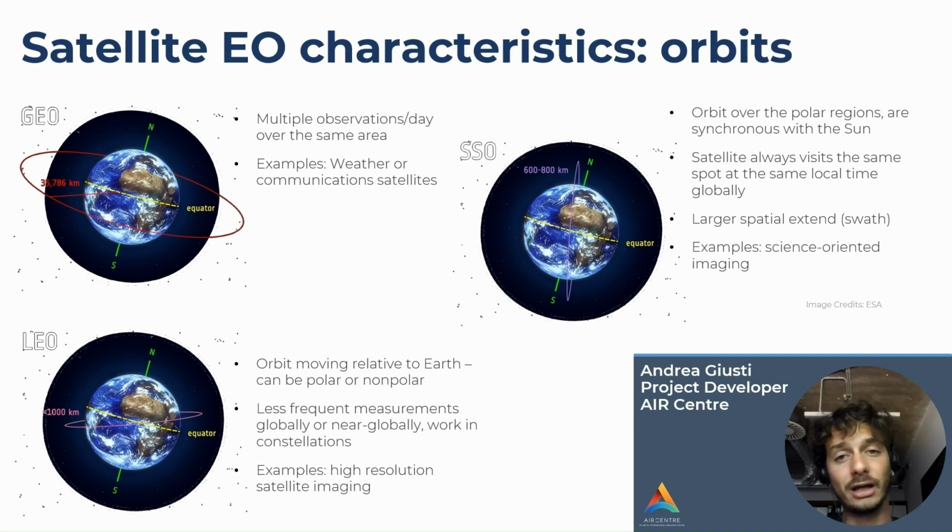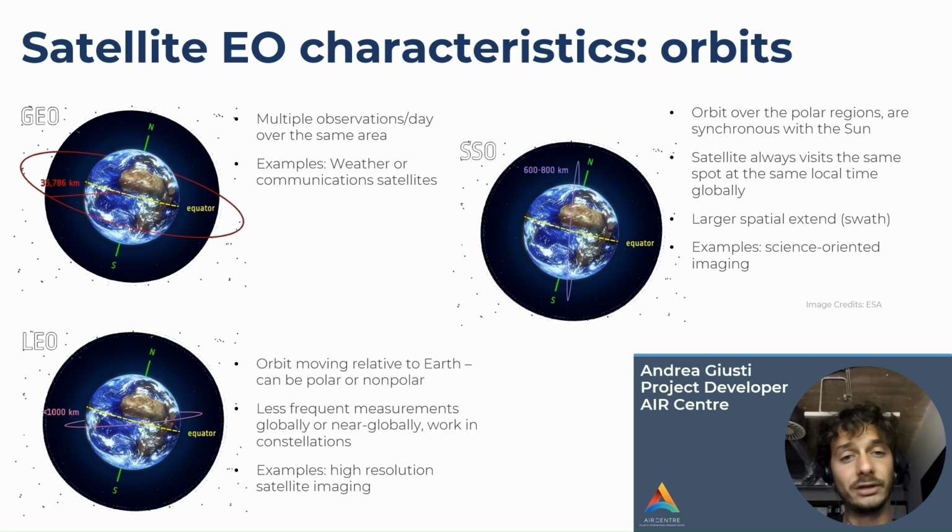In this way, they can provide continuous coverage of the same area, which is perfect for weather monitoring and communication. Next, we have the low Earth orbit. These satellites are much closer to Earth, usually around 2,000 kilometers above the surface. And because they're so close, they can capture high resolution imagery, making this orbit ideal for satellite imaging.